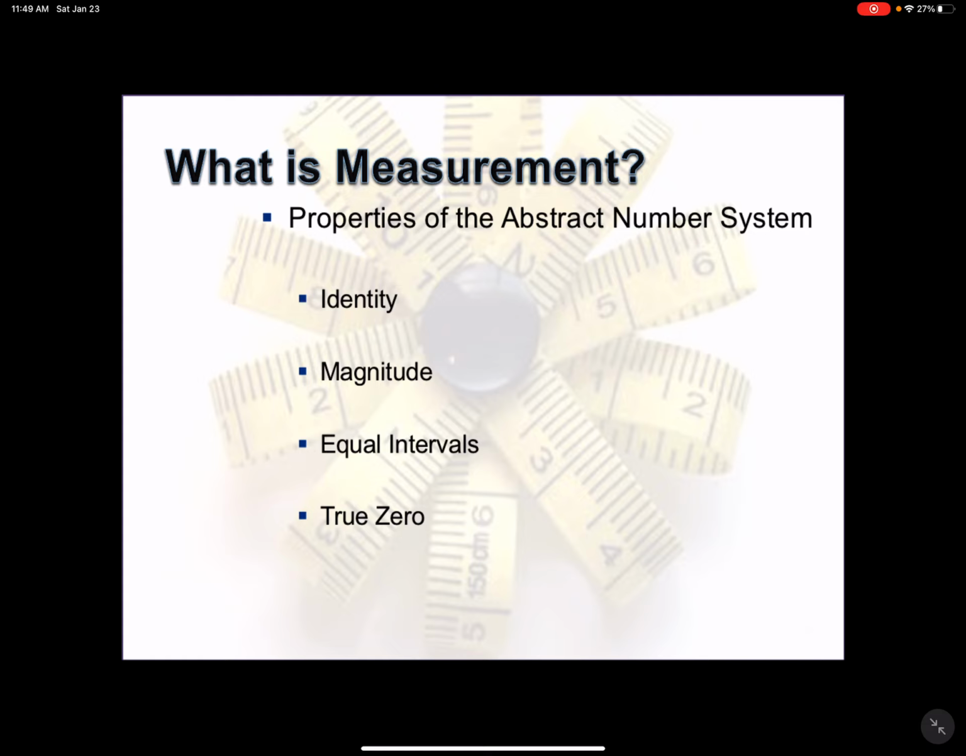So let's start with identity. Identity is what a number does, and it's when a number identifies something. So for example, the number 1 means the number 1. 1 identifies 1. There's no other number that 1 can be. A great example of this is sports stars. Athletes have certain numbers that represent them. Their numbers are their identity.